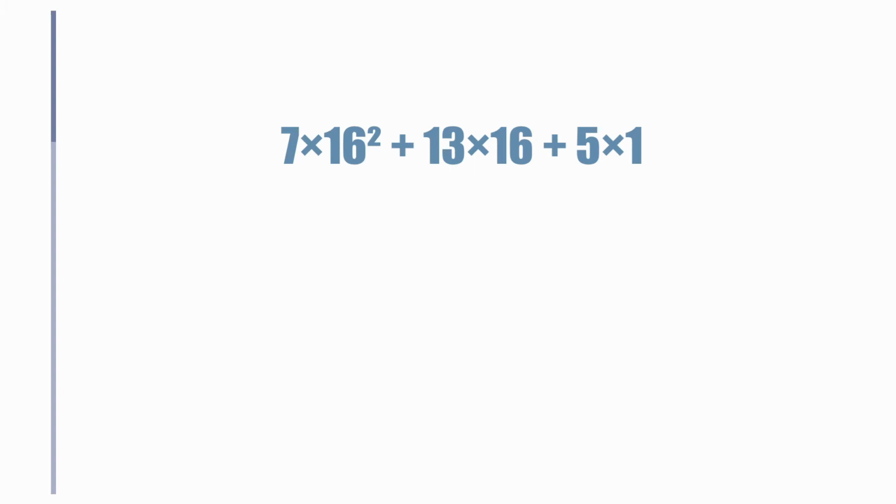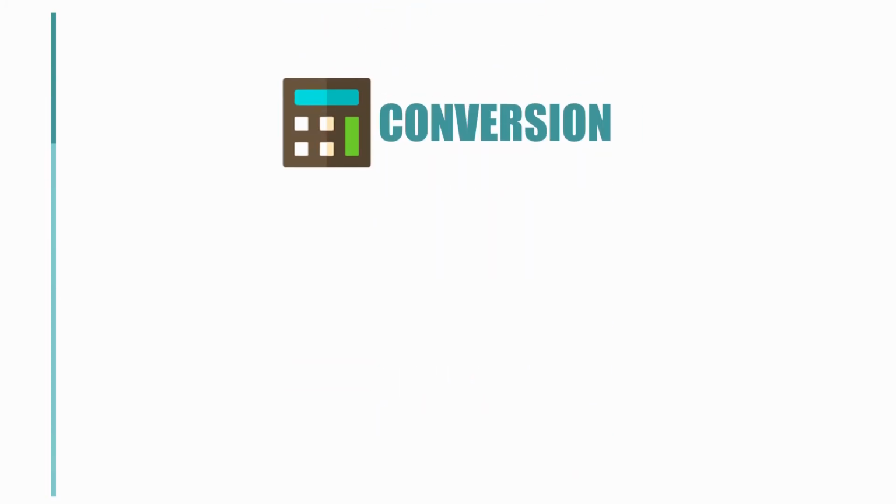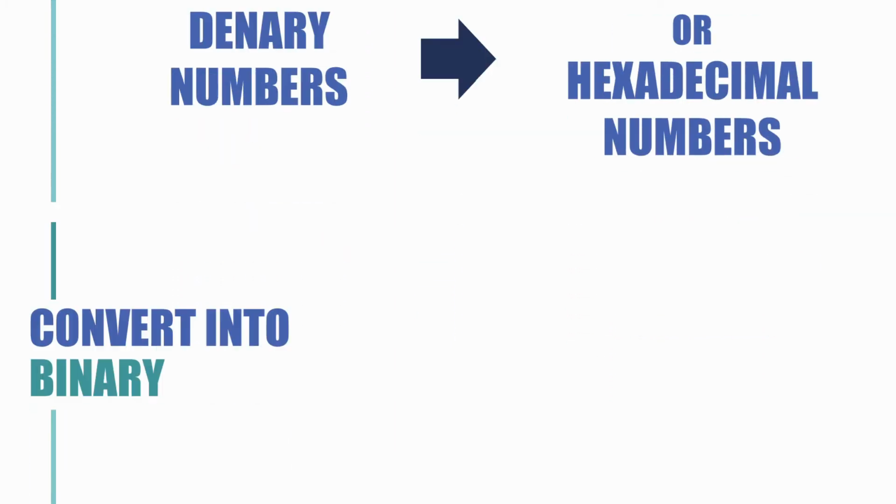To convert it to denary, you have to solve them, getting 1792 plus 208 plus 5, then getting 2005. The same thing for A93. Now we know that any binary or hexadecimal number can be converted into a denary number. In fact, we can convert any denary number into binary or hexadecimal too.